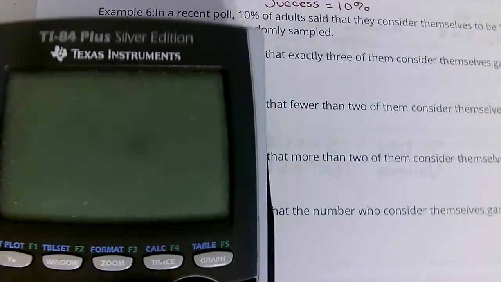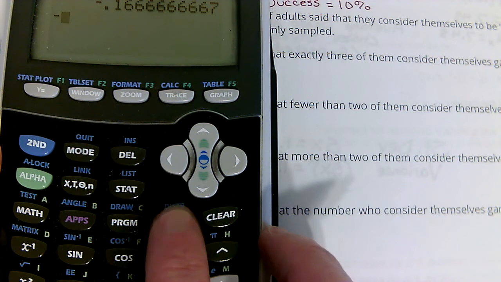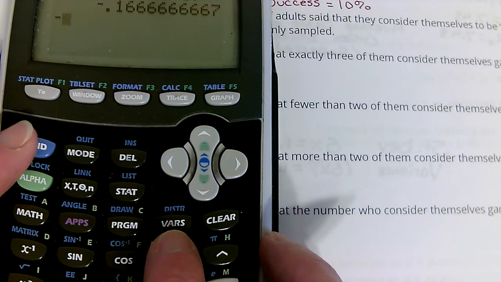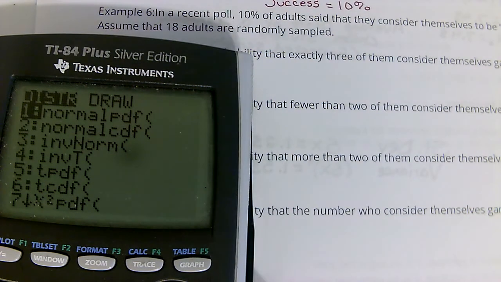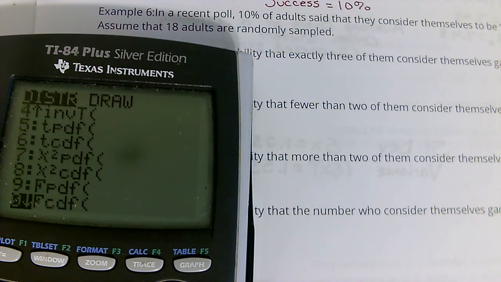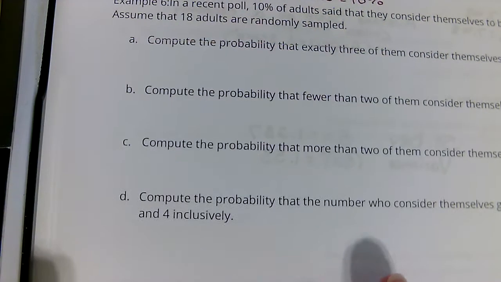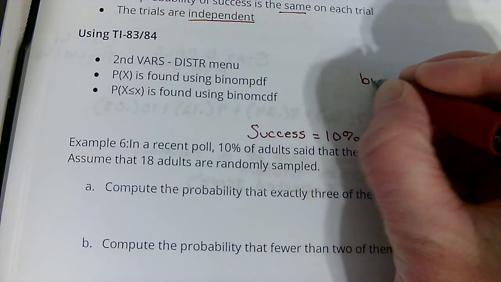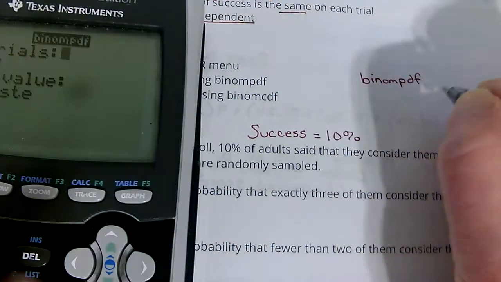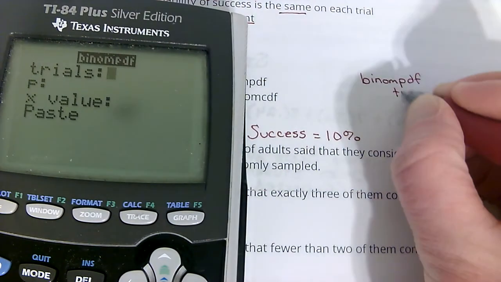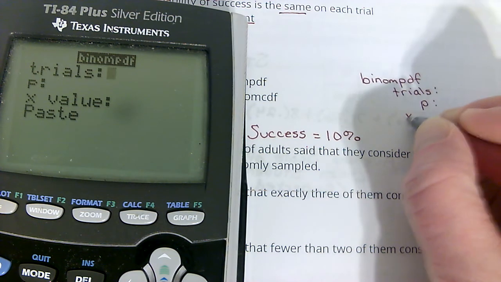So let's look at how this would line up in the calculator. We're going to go into the calculator, and this is under a distribution menu. It's under VARS. It's blue, D-I-S-T-R. So we're going to press second VARS, which is the distribution menu. Binomial is down a ways, and we want binomial PDF. When I press this, it asks me several things. It says trials, P, and then X value.